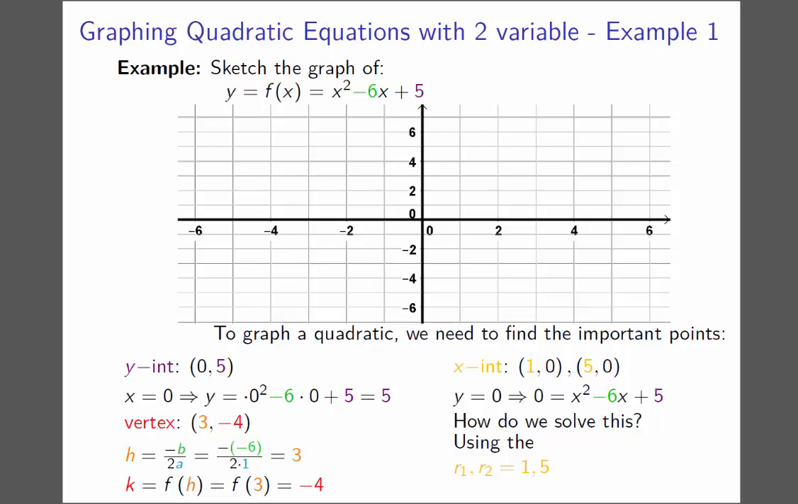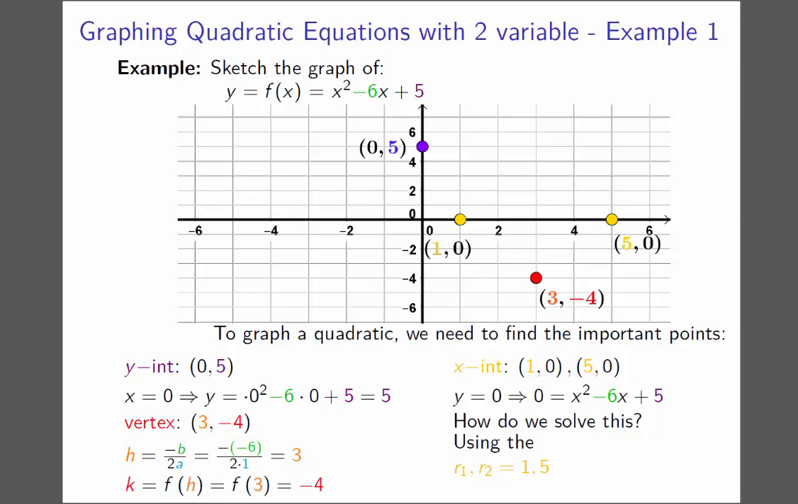Now that we have our graph scaled, we can start plotting the points, starting with the y-intercept, which is (0, 5). Then we can put in our x-intercepts at (1, 0) and (5, 0), and our vertex at (3, -4). Now that we have all our points, we need to graph the parabola that goes through them.